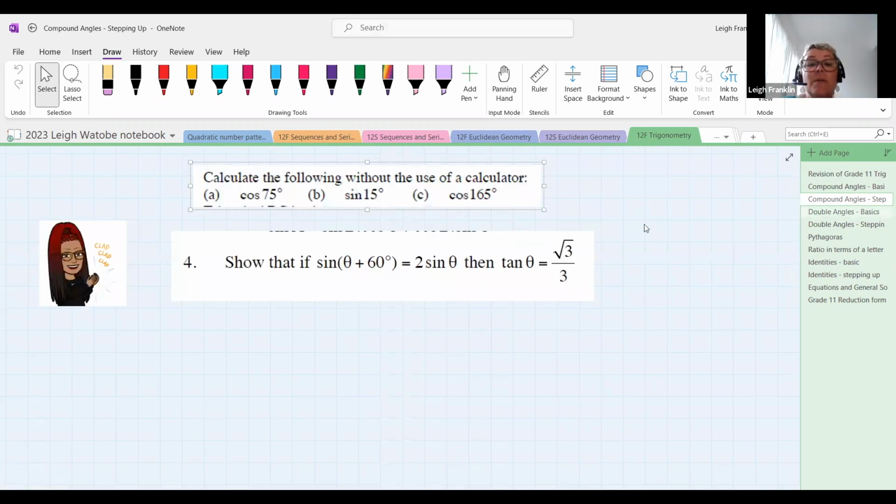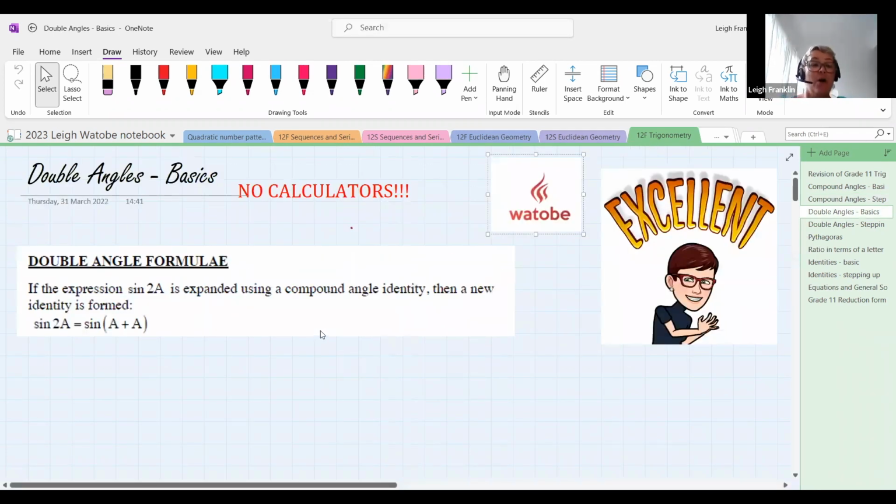We are doing double angles. Again, we're not allowed to use any calculators. Today, we are going to talk about the basics. Double angles, like so many things in maths, one thing comes from something else. So double angles actually come from compound angles. That's why we do compound angles first, and then we use the compound angles to understand what double angles are.